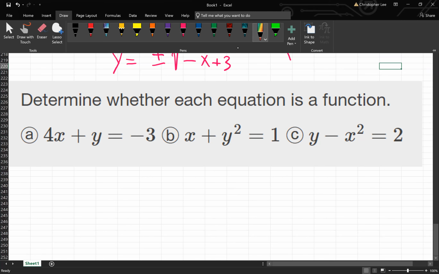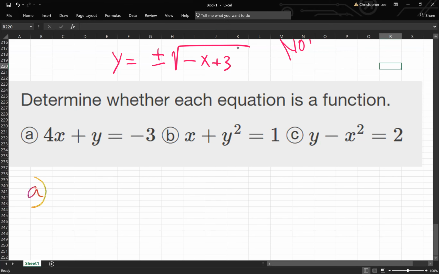All right, let's take a look. A, is it a function or not? Yeah. B, no, it's not a function. Why?